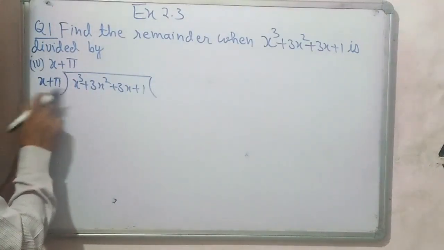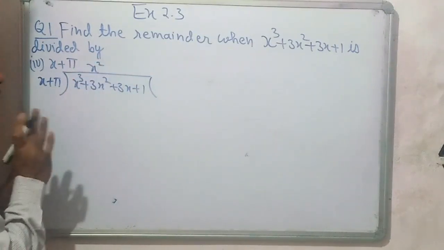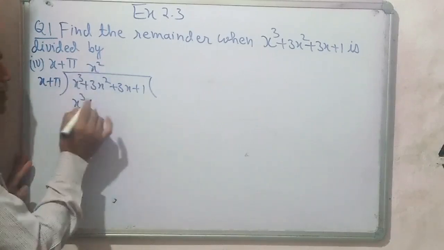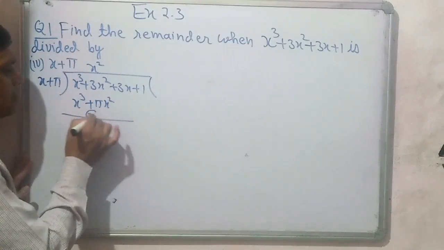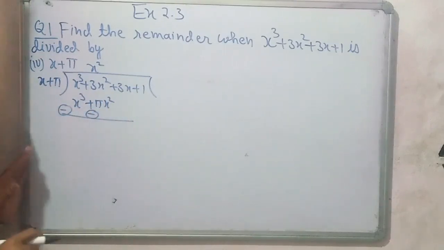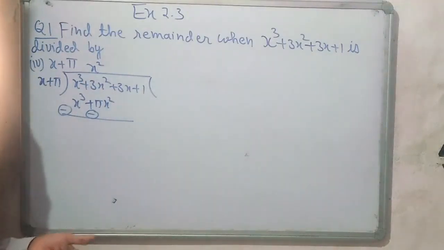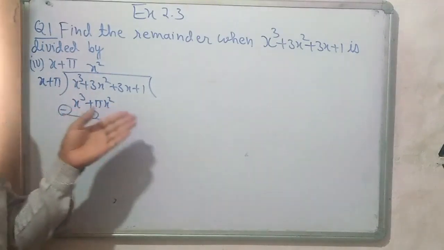Divide the largest degree terms, x cube upon x square. x square into x cube. Pi into x square, pi x square. Now here comes your fear. Sir, how do we subtract this? Just as we subtract the others. We subtract the coefficients and x square remains.